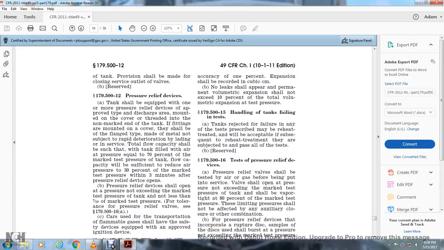179.515 Handling of tanks failing testing. Tanks rejected for failure of any of the tests prescribed may be reheat treated and will be acceptable if they pass subsequent tests after reheat treatment. They are subject to the bypass valve test.